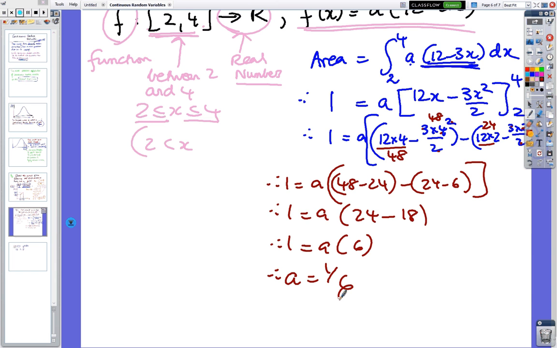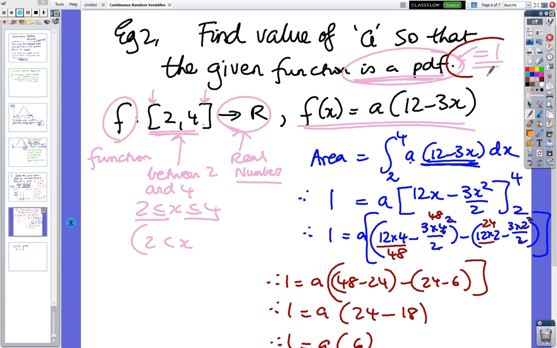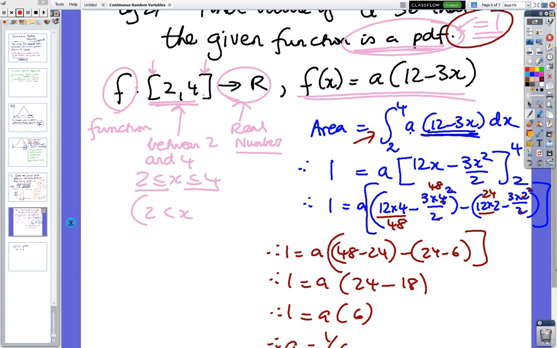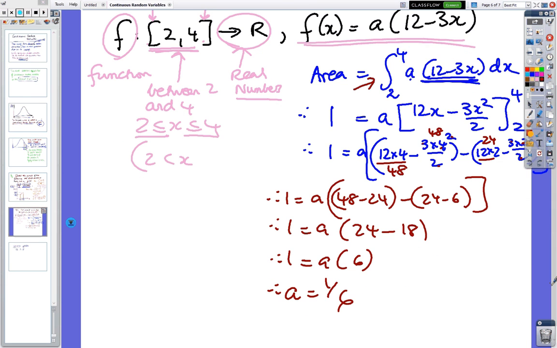Finished up nicely. Just a bit of integration you had to do. We're told it's a PDF, so the area must be equal to 1, so you have to use your integration skills from the last semester. Okay, copy that, and when you're ready, come across.